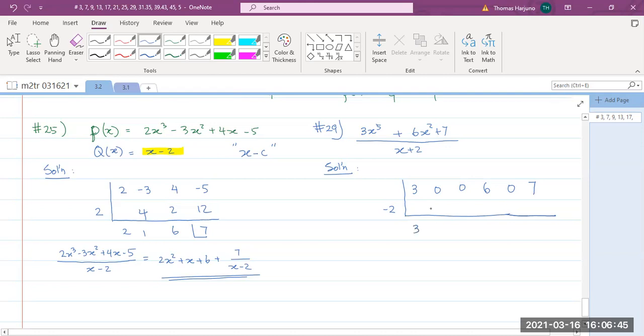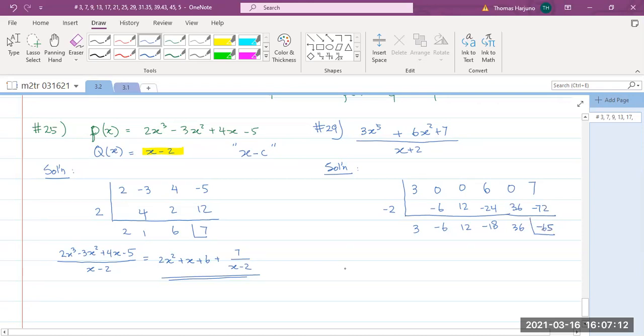3 times negative 2 is negative 6. I add that. Negative 6 times negative 2 is 12. I add that. Negative 2 times 12 is negative 24. That's negative 18. Negative 18 times negative 2 is 36. I add, negative 72. This is negative 65.